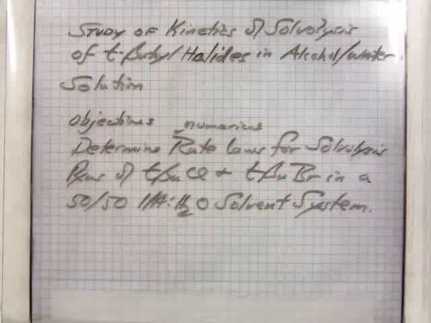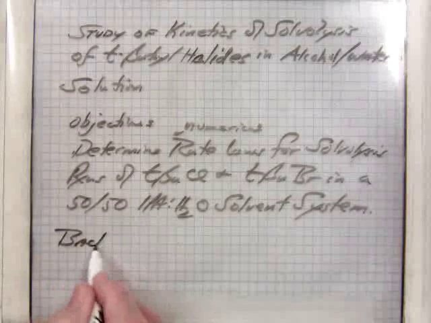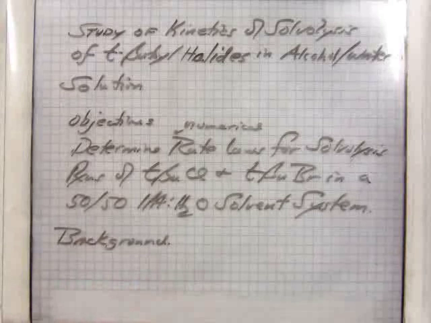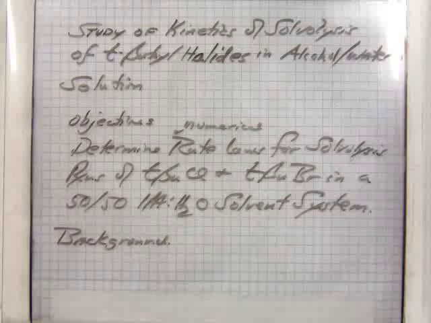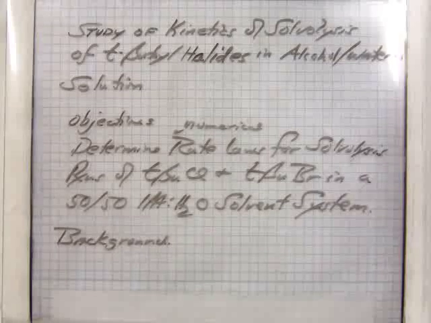IPA, of course, is isopropyl alcohol, rubbing alcohol. You know what water is, and it is easy enough to prepare a 50-50 solution. It is miscible in all ratios. And the background of this, in writing backgrounds, you should certainly define what you're doing. And this is a study of the kinetics of an SN1 type reaction known as solvolysis of a T-butyl halide.